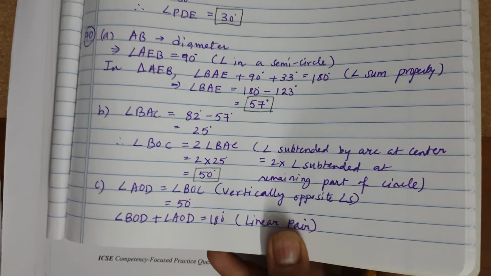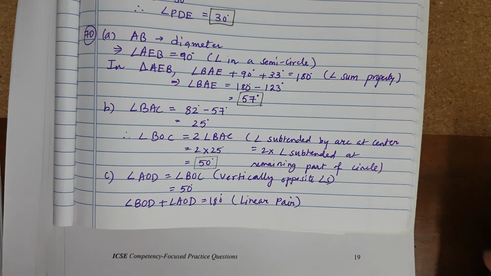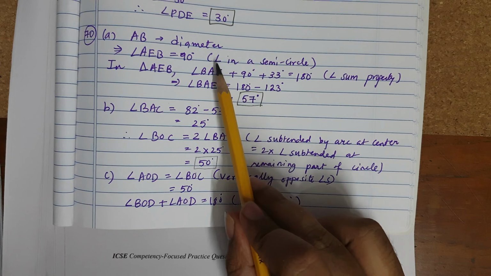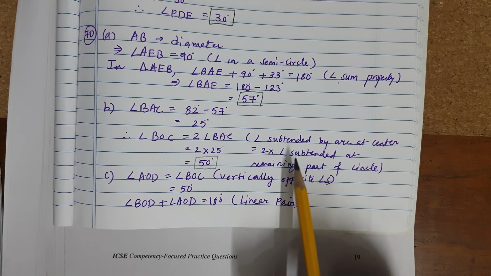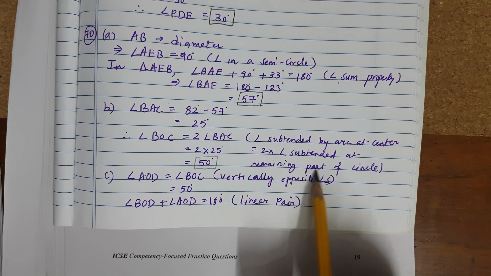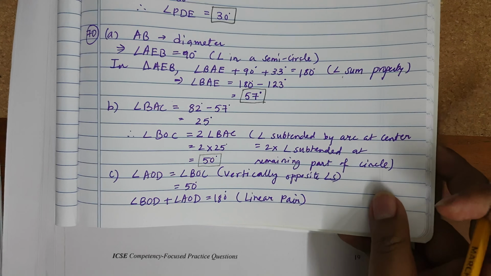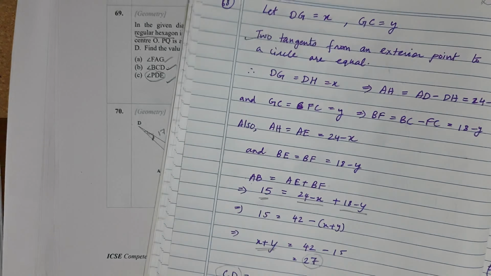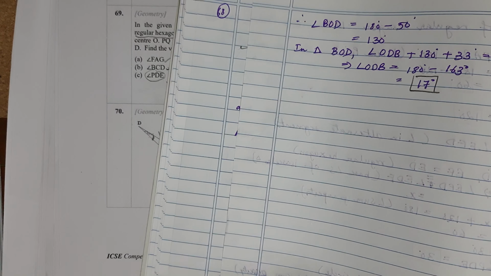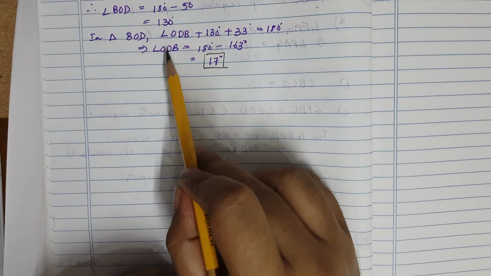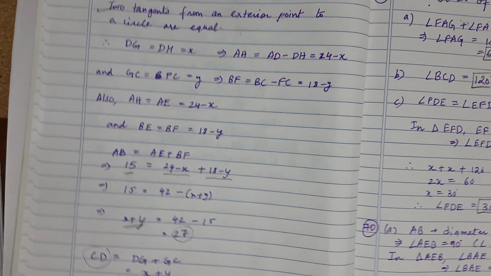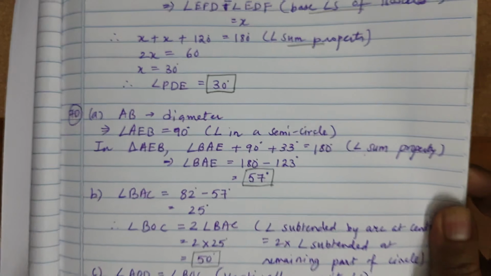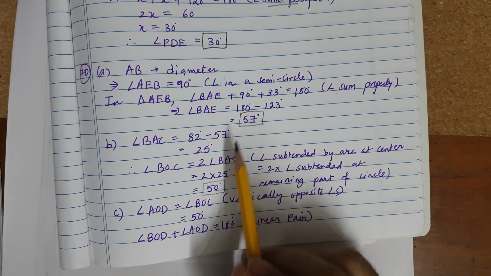And again, I have written the statements and reasons here. So some of the theorems used: angle in a semicircle, angle sum property, angle subtended by an arc at the center is 2 times the angle at the remaining part of the circle. Then vertically opposite angle, linear pair, like that. And the last part was ODB is 17 degree. So we need to write all the statement and reason, and the answers to the subparts should be clearly highlighted.